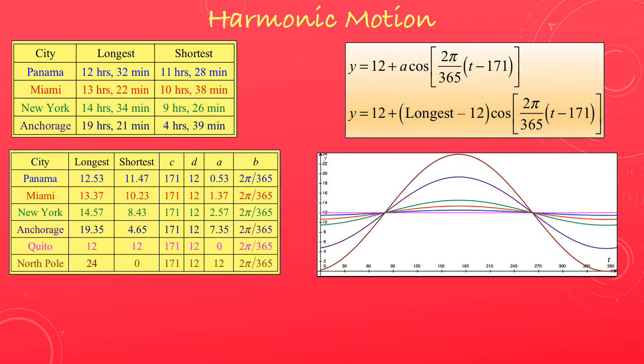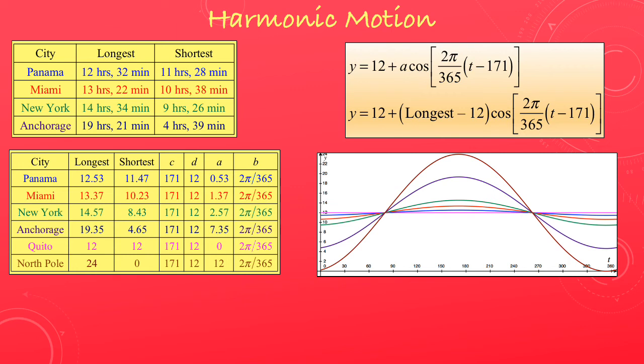Let's add 2 entries to the table. First, Quito, Ecuador. This city lies practically on the equator, and the longest day is 12 and the shortest day is 12. Therefore, the only thing that changes is A, and now A is 0.